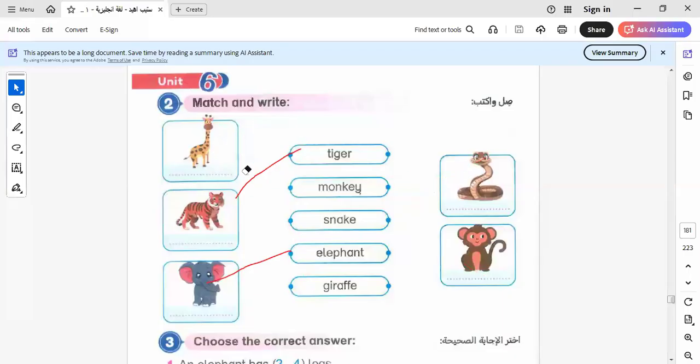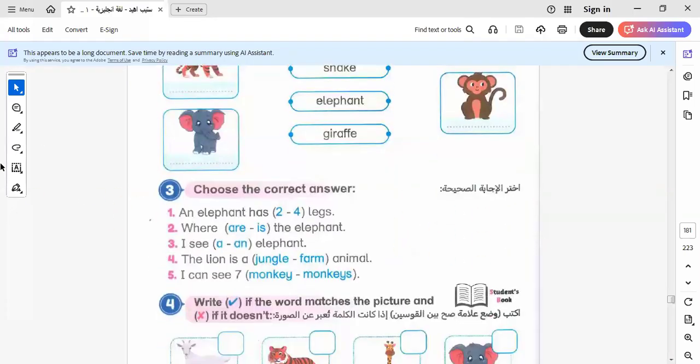I omitted the line because it can't move with me, so for this reason I omit the line that I put here. Okay, that I answer with it. How many legs does the elephant have? The elephant has 4 legs. Where is the elephant? Here we have a mistake. We must have a question mark. So we say, where is the elephant?